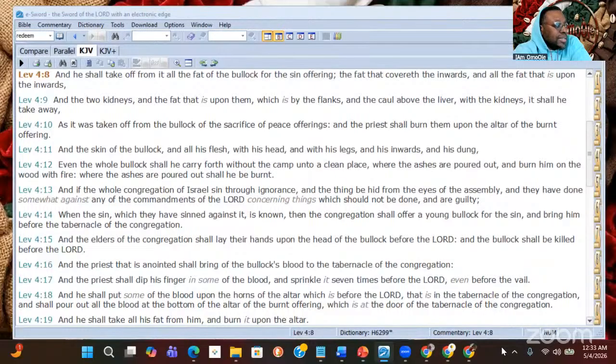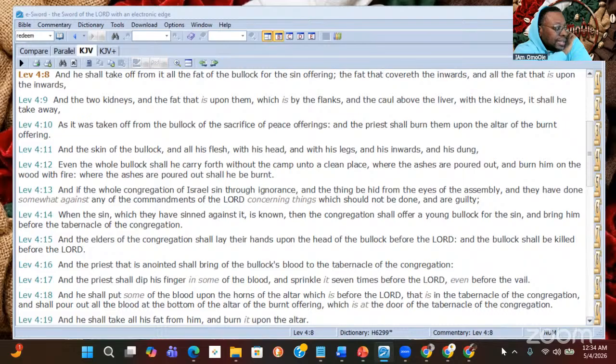And if the whole congregation of Israel sin through ignorance, and the thing be hid from the eyes of the assembly, and they have done somewhat against any of the commandments of Jehovah concerning things which should not be done, and are guilty, when the sin which they have sinned against it is known, then the congregation shall offer a young bullock for the sin, and bring him before the tabernacle of the congregation.